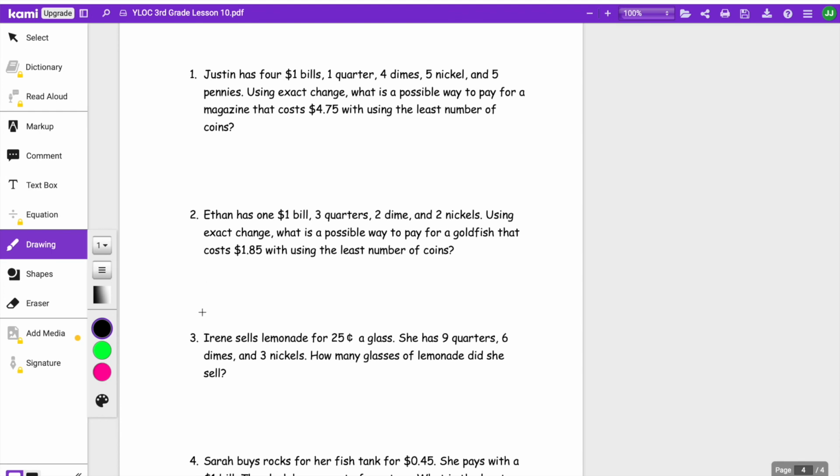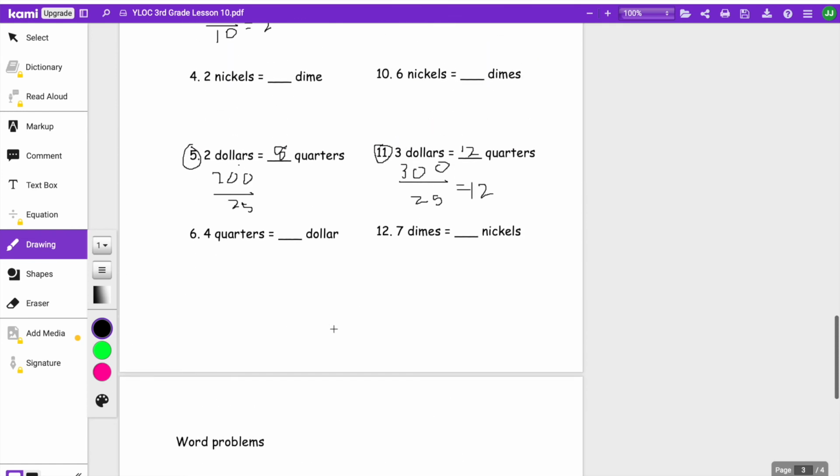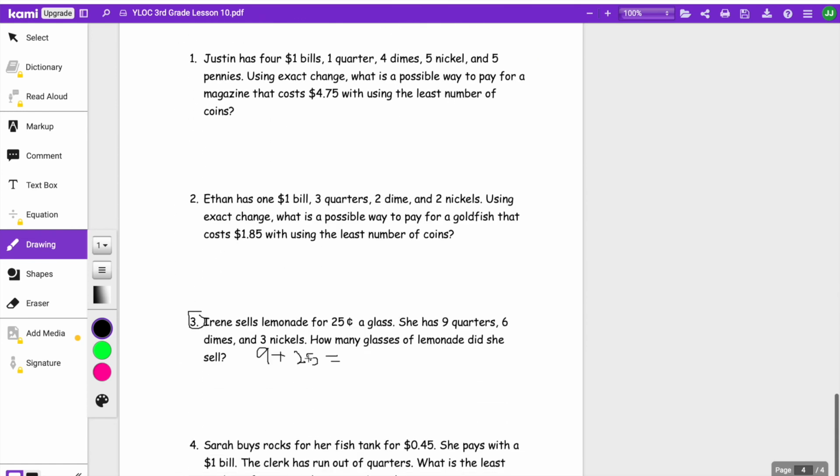We'll work on number 3. Irene sells lemonade for 25 cents a glass. She has 9 quarters, 6 dimes, and 3 nickels. How many glasses of lemonade did she sell? Well, let's count. So 9 quarters times 25 cents is equal to, well, if we look up here, 25 times 8 is $2, and one more quarter, that'd be $2.25. Or another way you could put it is just 225 cents.